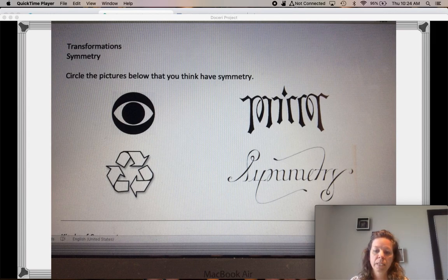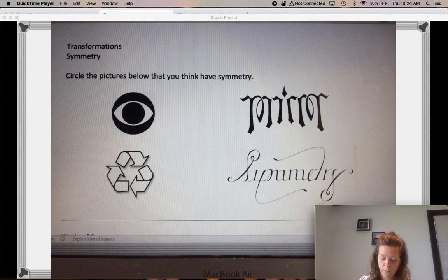So we are going to talk about two different kinds of symmetry. One type of symmetry is a line symmetry. So when we think about a line symmetry, what we're going to think about is a way that we could fold the object. So as we look at that first picture, which is kind of like the eye in the circle, it's a CBS logo. As we look at that logo, what ways do you think we could fold that logo that we would then have a perfect match on each side of the line?